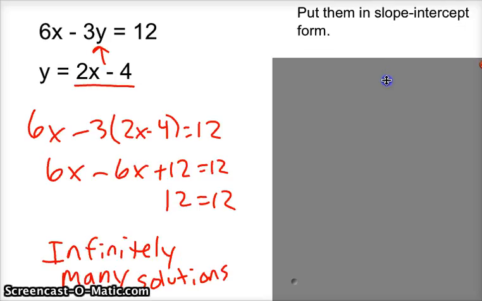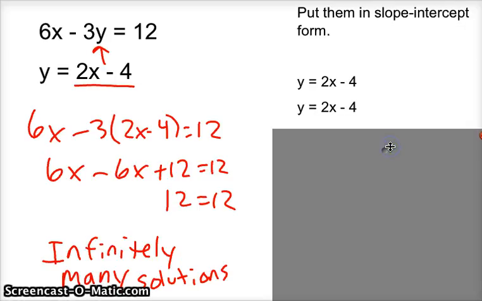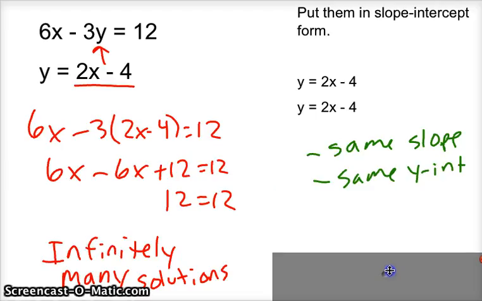And if I had rewritten both of these in slope-intercept form, you could see that they are the same exact line. They have the same slope and the same y-intercept. So therefore, they are the same line and there are infinitely many solutions.